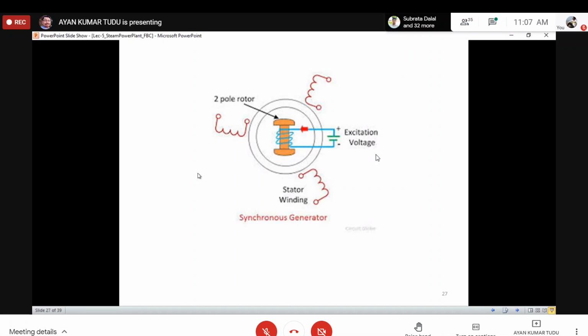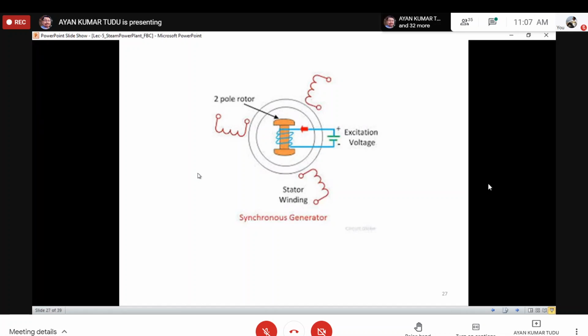So the exciter is actually a means by which the rotor excitation is provided, by the main and pilot exciters. Please remember these main and pilot exciters are again mounted on the same shaft.